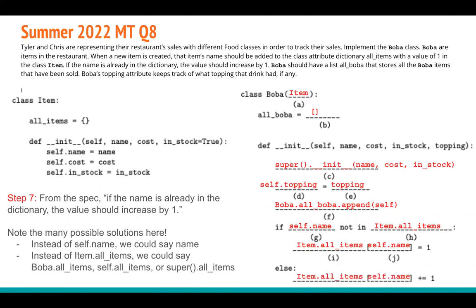And finally, if the name is already in all_items, then we're just going to want to increase the value by 1. So we would do Item.all_items[self.name] += 1. And same thing here, we could also use Boba.all_items or self.all_items or super().all_items. Do we have any questions on anything in this boba problem?